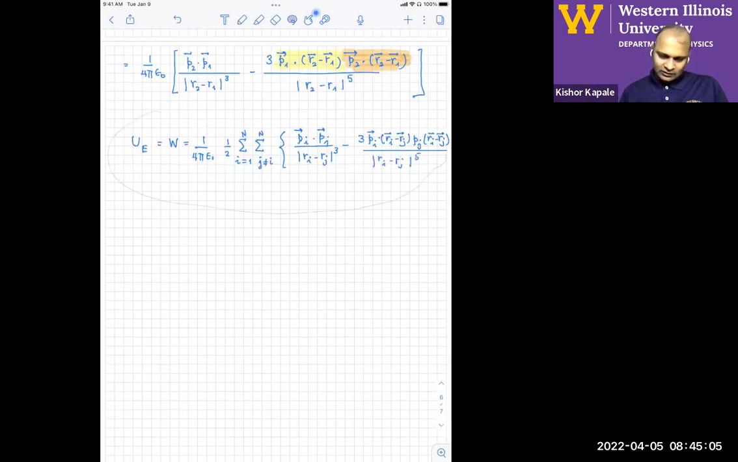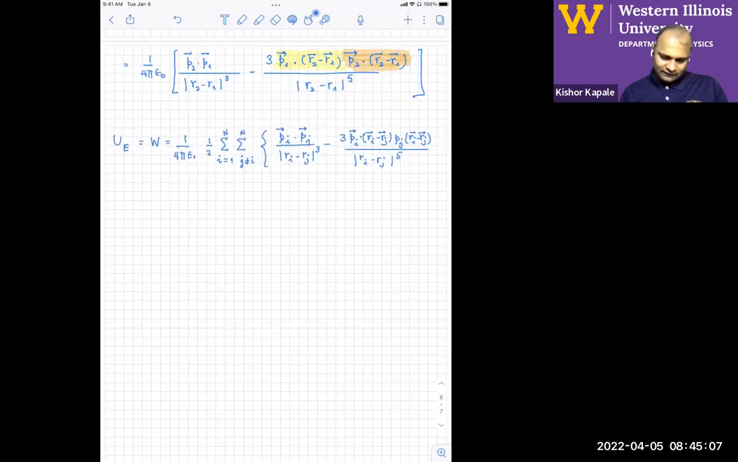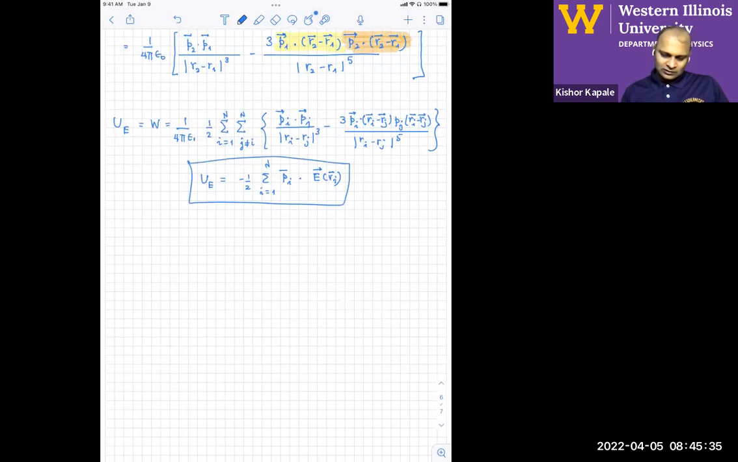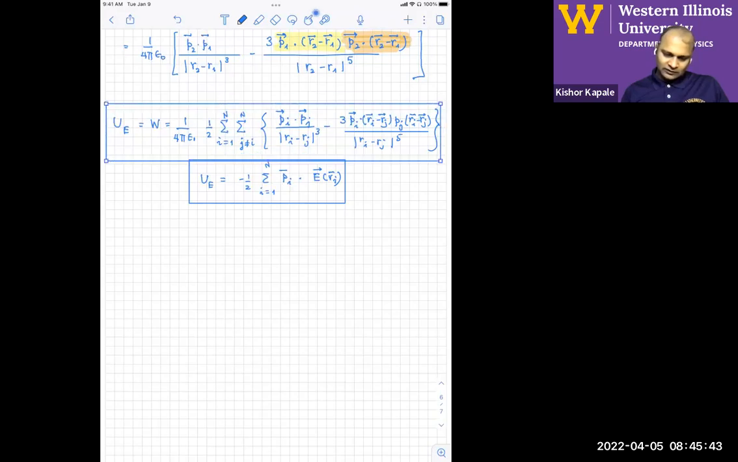I'm going to move everything slightly to the left so that I can add the closing curly bracket here. Okay, everybody with me? That looks kind of complicated, but in short, what we have done is we have taken half, i equal to 1 to n, Pi dotted with the total electric field. Okay, that's all there is to it in short. It's just that we have explicitly written down all of the terms there.